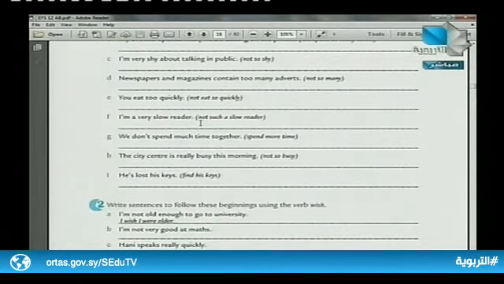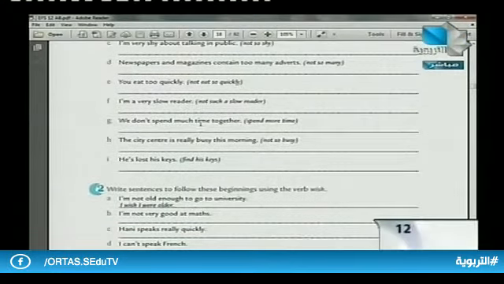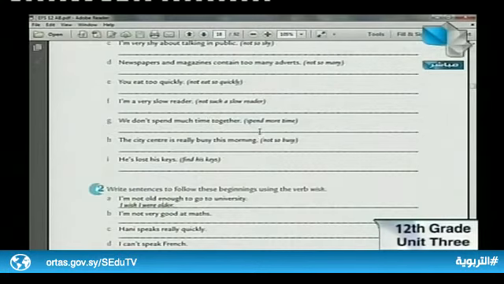I wish I weren't such a slow reader. Wasn't or weren't? Yes. I prefer weren't all the time. We don't spend much time together. I wish we did, or I wish we spent. Here, you can use either.